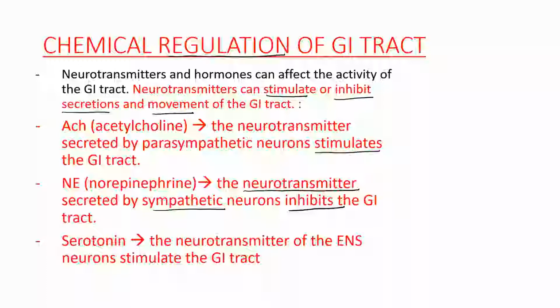The neurotransmitter used by the enteric nervous system neurons is serotonin. Serotonin stimulates the GI tract into secretions and movement.